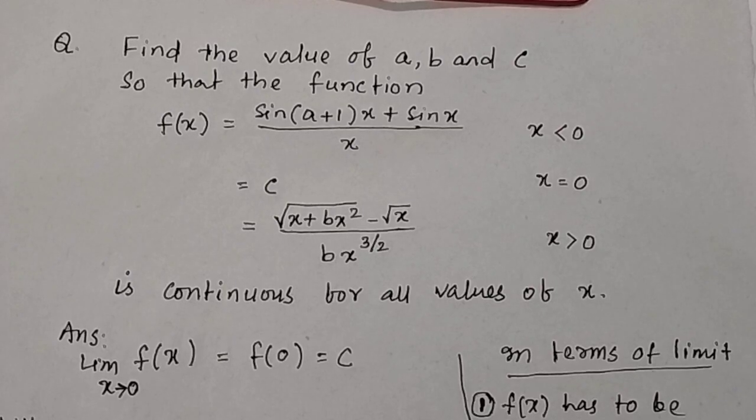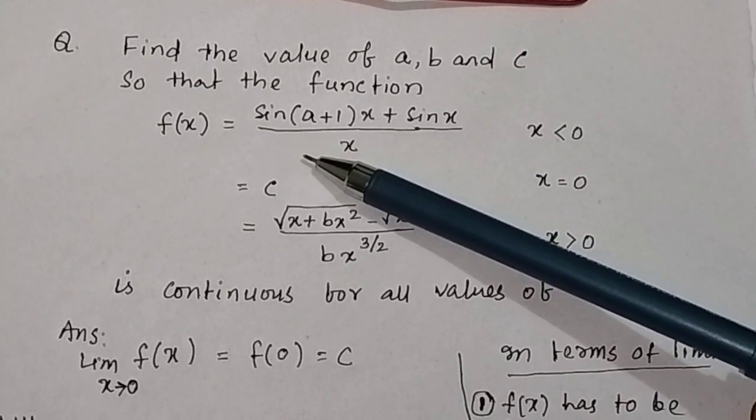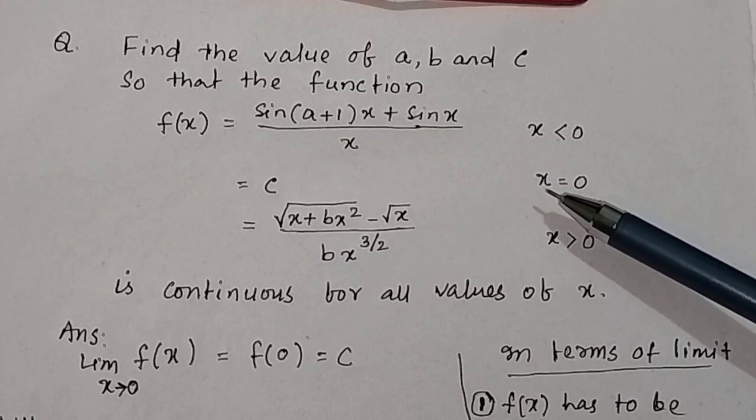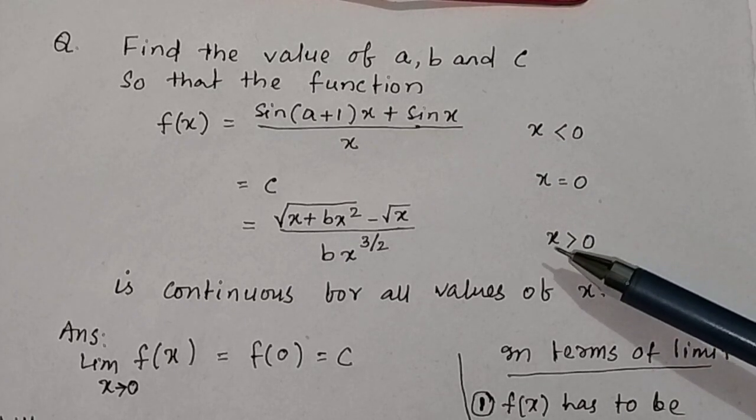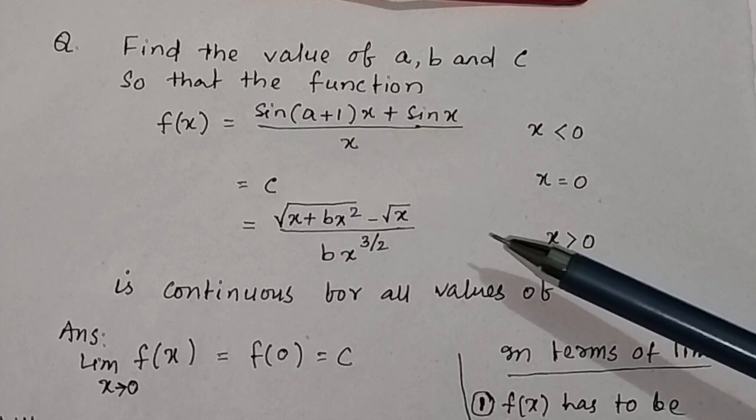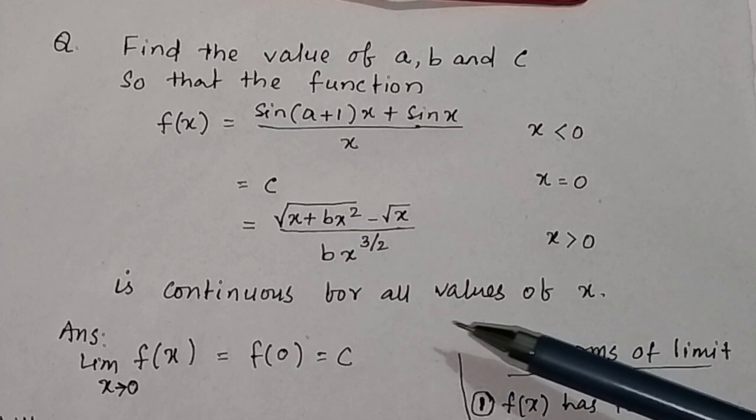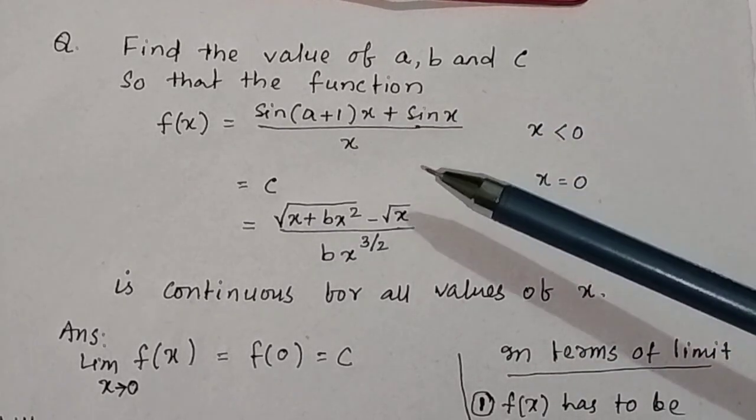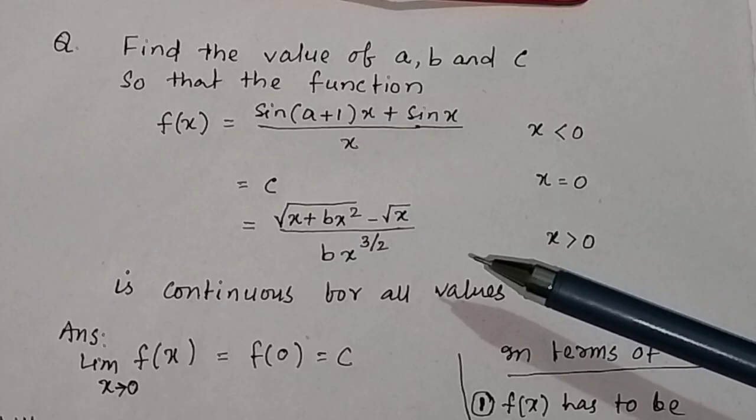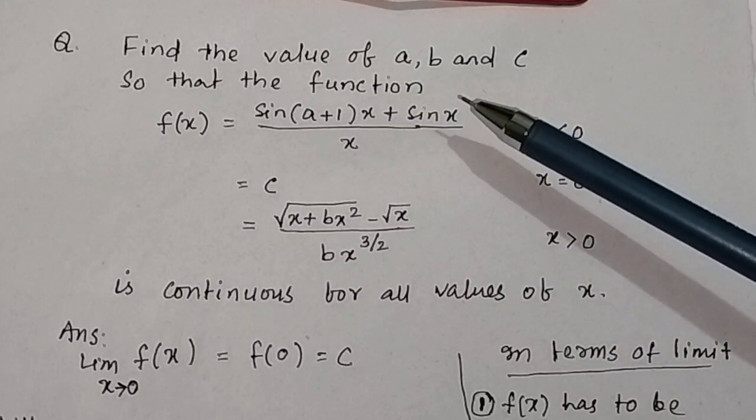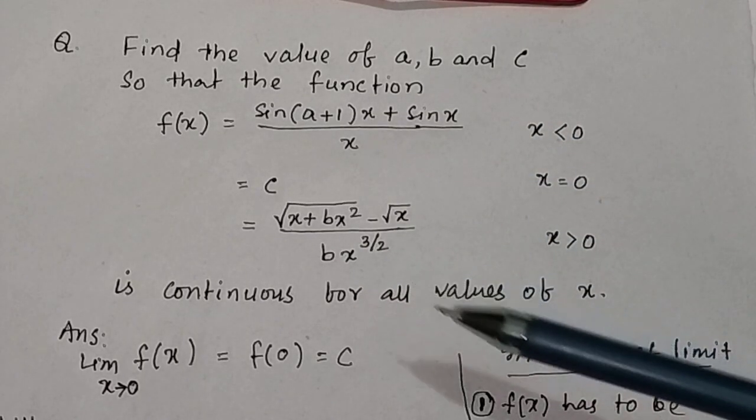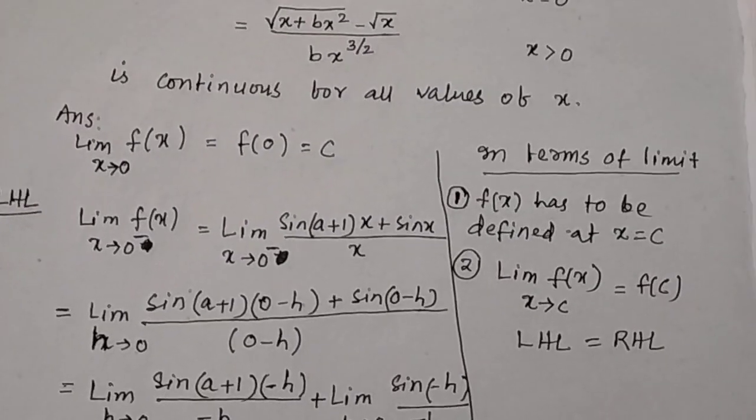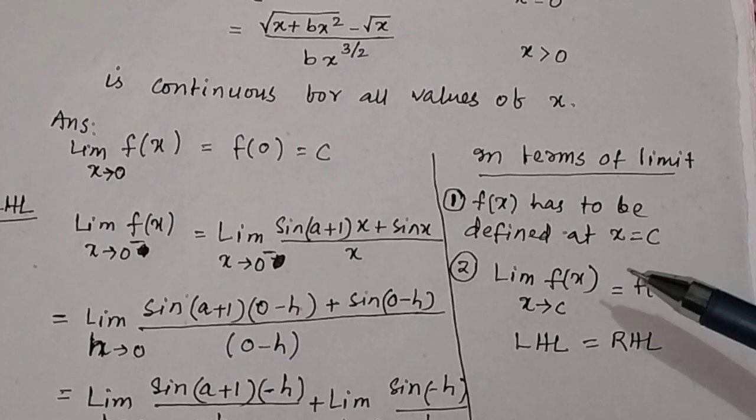So in this question, there are three functions. One is for x less than 0, another one x is equal to 0, and the third one is x greater than 0. And we have to test the continuity of the function, for which values of a, b and c these three functions will be continuous. And let us check the continuity of the function in terms of limit. As you know, in terms of limit, we can check the continuity of the function.